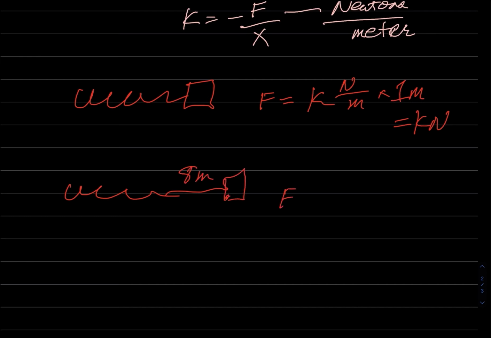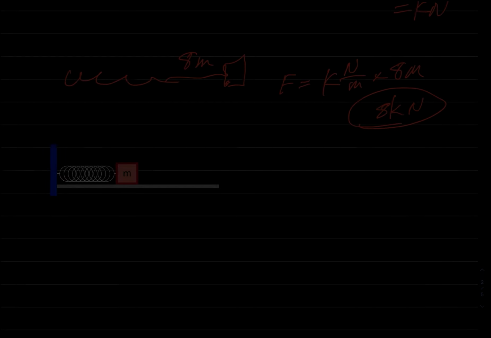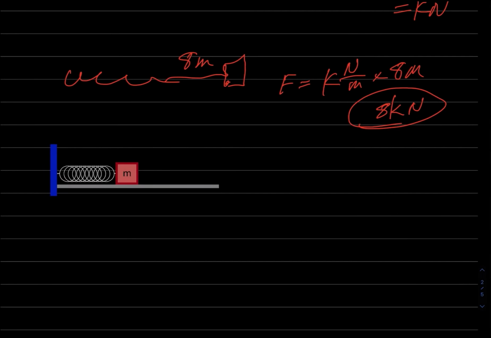The restoring force is going to be k newtons per meter times 8 meters, or 8k newtons. Your force is going to be in newtons. Now, how does the mass move when you pull it out and let go? Well, you know what's going to happen. It's going to oscillate back and forth.